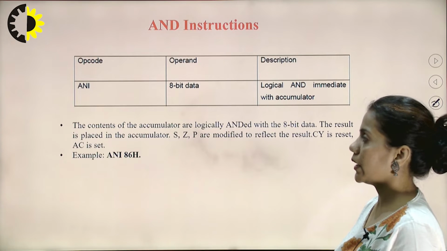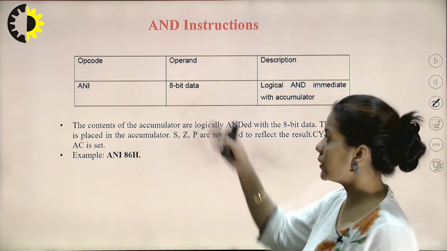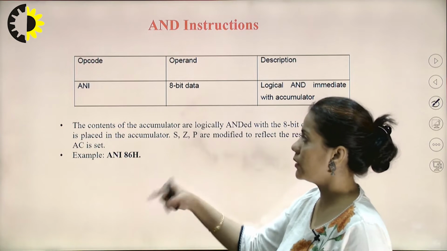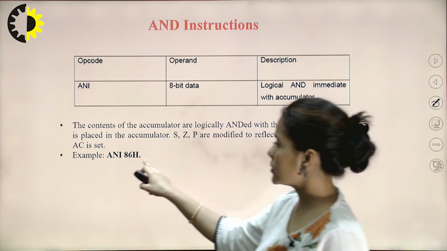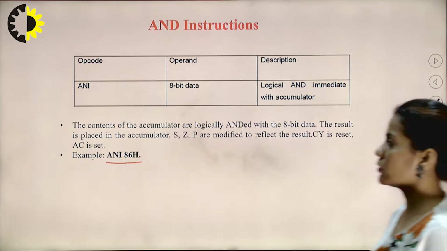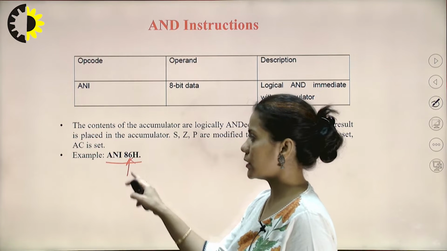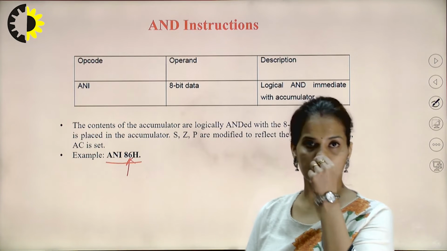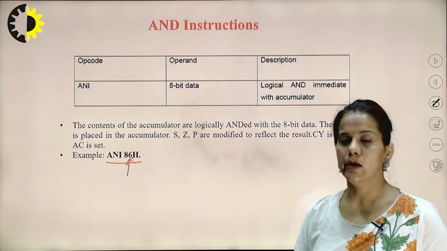Now, ANI is the immediate addressing mode. It will logically AND the immediate data present in the instruction with the accumulator, and the result will go into the accumulator. Suppose the example is ANI 86H. So, it will logical AND the immediate contents present here with the contents of the accumulator, and the result will go into the accumulator.